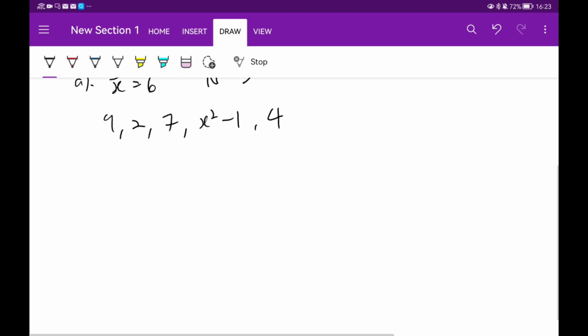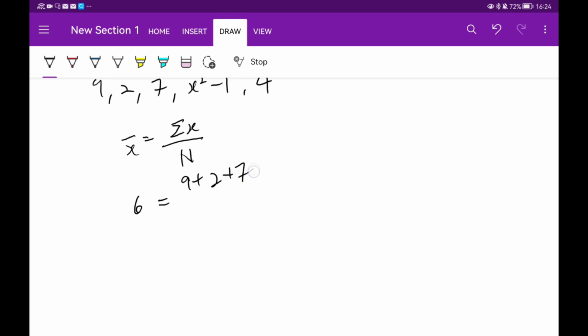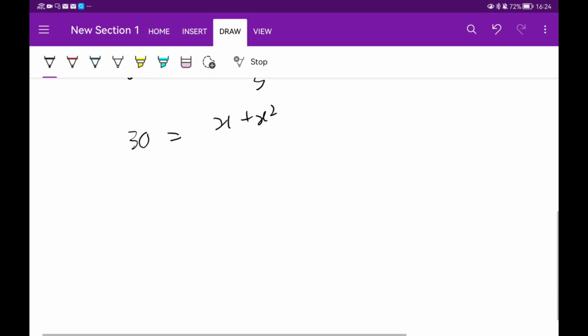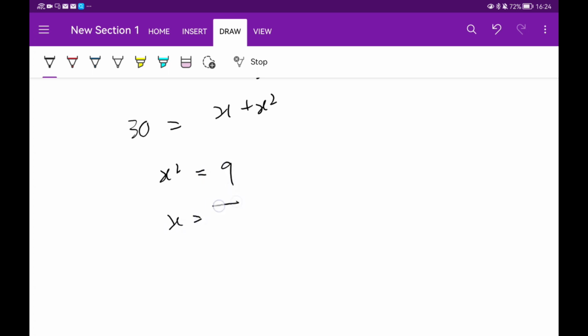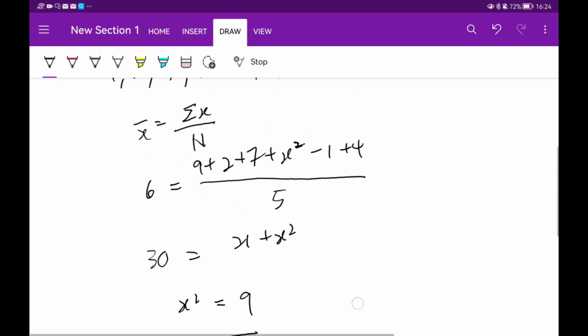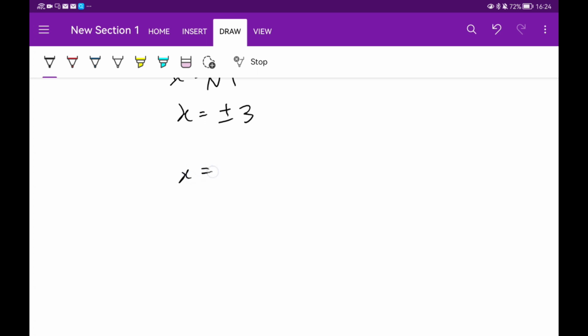How to find the mean? The mean formula is the sum of the numbers divided by how many numbers there are. The mean is 6. The sum is 9 plus 2 plus 7 plus x squared minus 1 plus 4, divided by 5. So 30 equals 9 plus 2, 11, plus 7, 18, plus 4, 22, so 21 plus x squared. Hence x squared is 9, hence x is the square root of 9, hence x is plus or minus 3. But the question wants a positive value, so x is only positive 3.